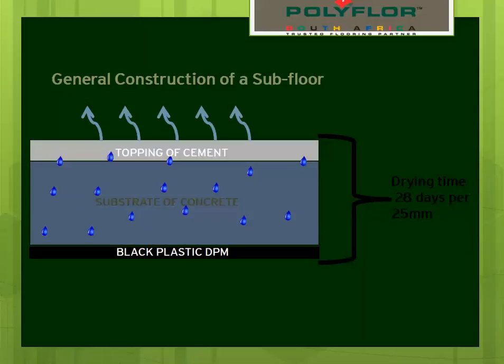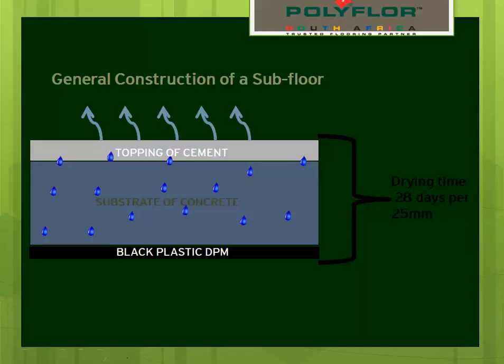The structure of your screed should be something like this: a black plastic DPM, unless it's a very old building, which creates a moisture barrier beneath the slab. Thus, moisture can only evaporate through the slab on the surface of the slab. Followed by a substrate. This is made up of concrete. This can vary in size and construction depending on the required strength and application of the building. And a topping, which is made up of cement and a fine aggregate mixture.